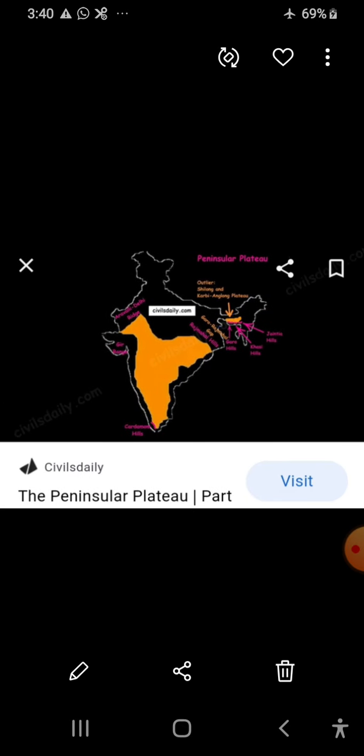After this, in the previous class also I explained about the Peninsular Plateau. It lies to the south of the northern plains, and the peninsula is indented in triangular shape and extends till the southernmost tip of the mainland. Dear students, a piece of land surrounded by water on three sides is called a peninsula. So our peninsula is triangular in shape and it extends till the southernmost tip of the mainland.